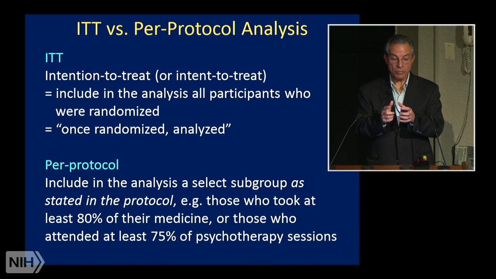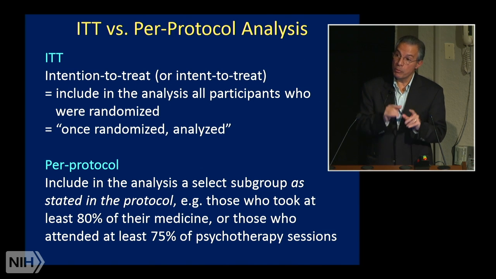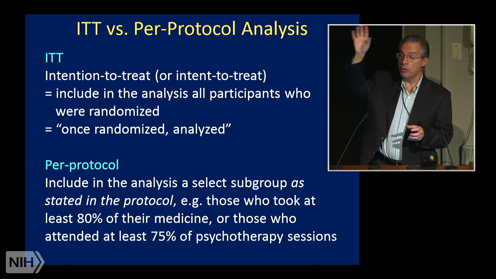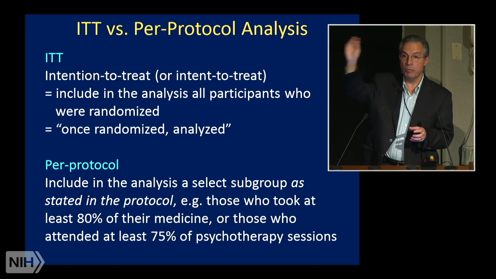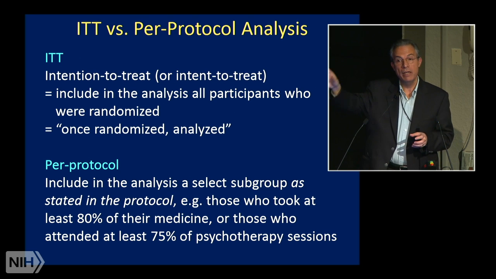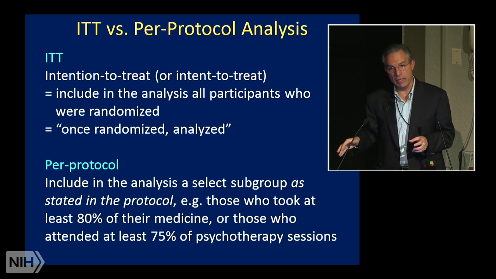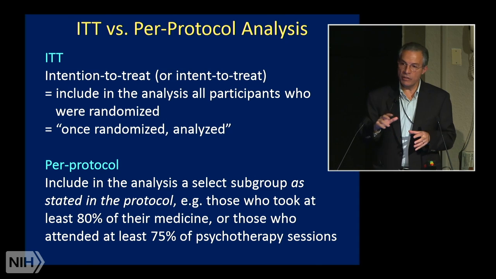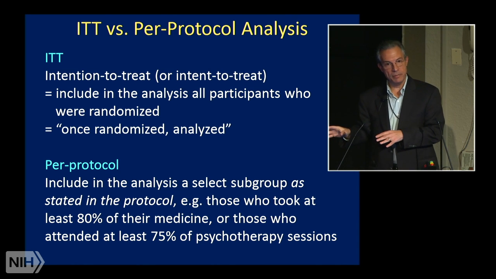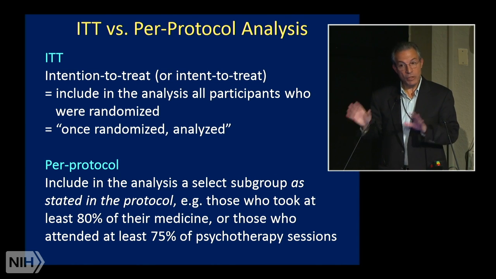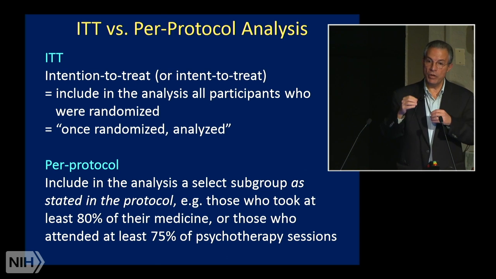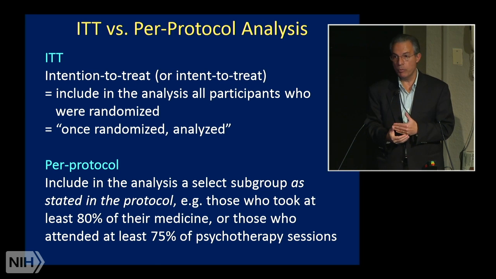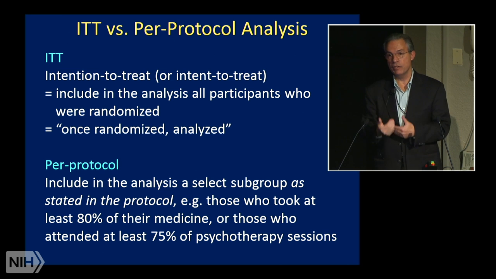So, it doesn't mean you shouldn't do per protocol analysis. You do per protocol analyses, but when you report it, you say, this was a per protocol. First, I'm going to do the ITT analysis, and I'm going to report the result of the ITT analysis. But I also did the per protocol analysis, which I understand is not definitive, but here are the results. You can do that. There's nothing wrong with that. But you have to give the caveat of the per protocol analyses. They are not definitive results.